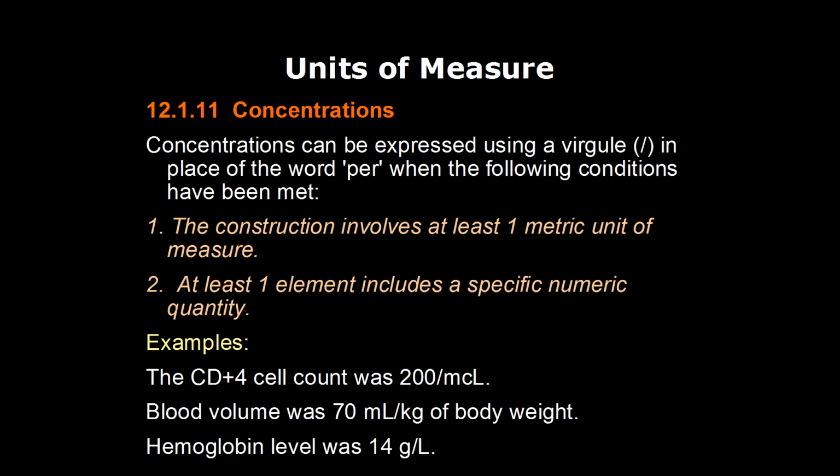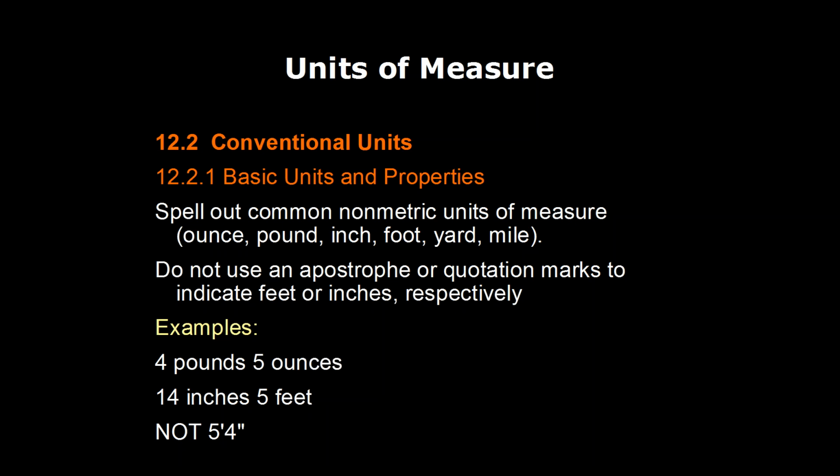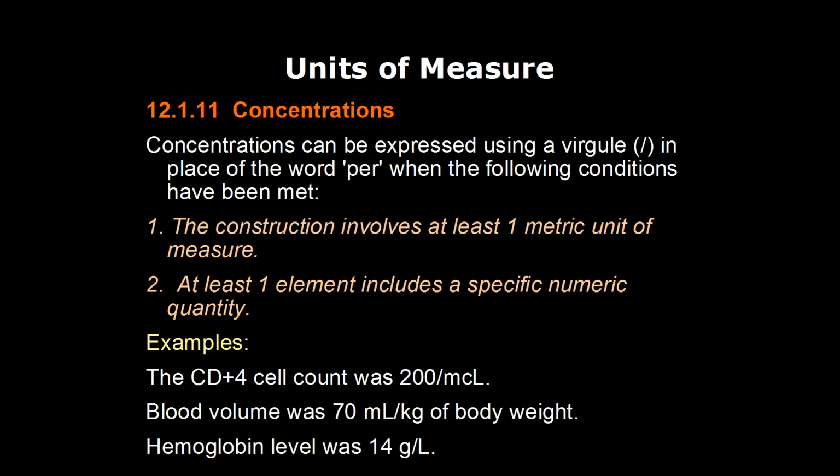So if it was dictated, the CD4 count, cell count was 200 per microliter, this is how you could represent it. You could use the forward slash, because there's a numeric quantity and there's a metric unit. Same thing goes for blood volume was 70 milliliters per kilogram of body weight. Both of those are metric units, so you can still use that format because of the rules outlined above. So if per was dictated, you would certainly use the forward slash instead of the word per there.